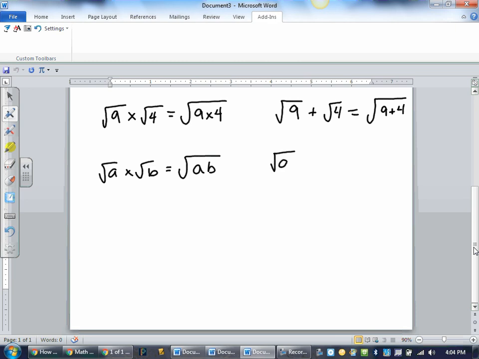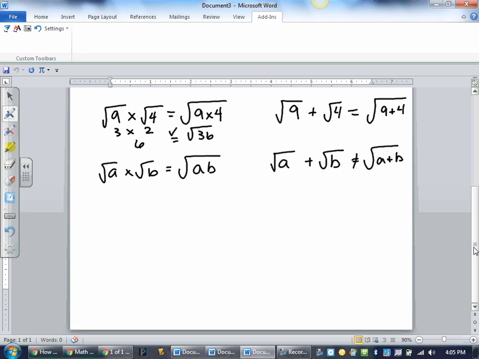But that rule does not apply. You cannot squish them together if you're adding or subtracting. It is not equal to this. Okay, don't forget. Multiplying or dividing, you can put them together under the radical, but not if you're adding or subtracting. We could double check this. This will be 3 times 2, which is 6. And this is the square root of 36.